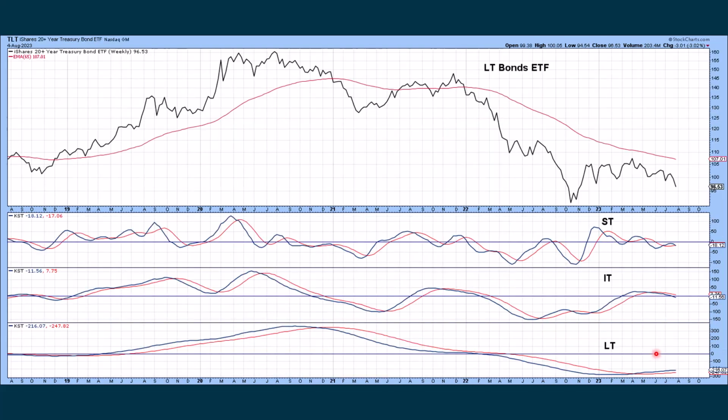Then, based on price, not yield, but based on price, we do another study of the long-term bond ETF. In the short term, the KST is just about getting ready to cross and show a negative trend. We are going in a negative trend in the intermediate term. However, in the long term, we are still in an uptrend.